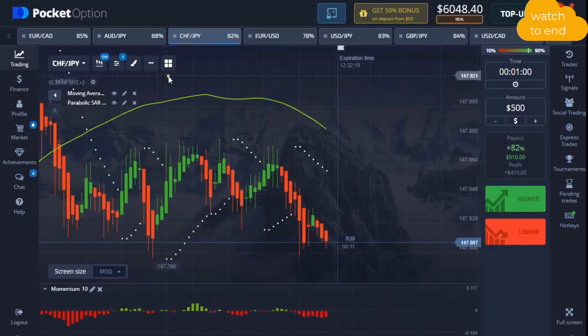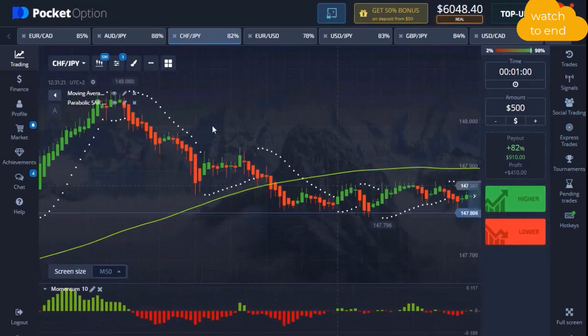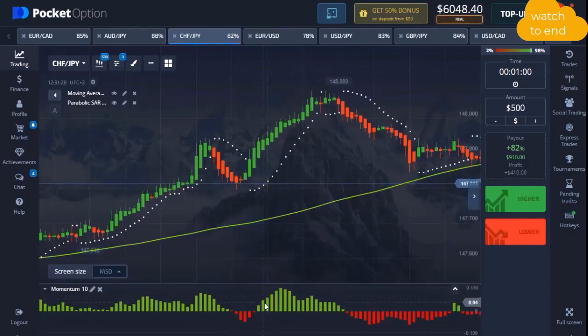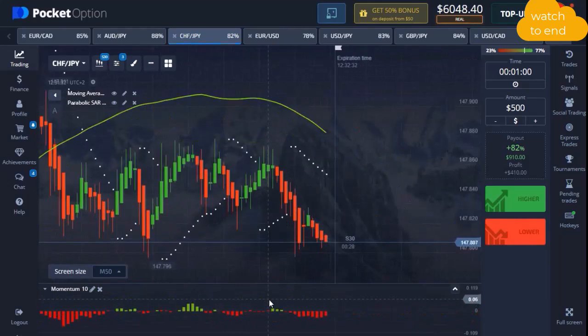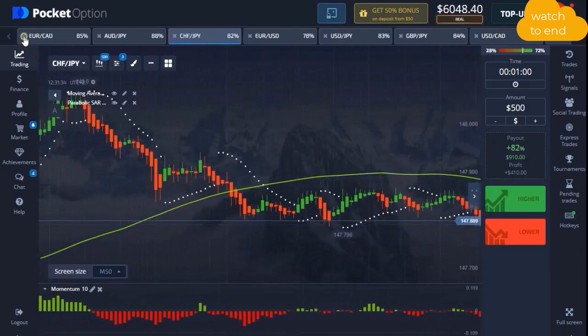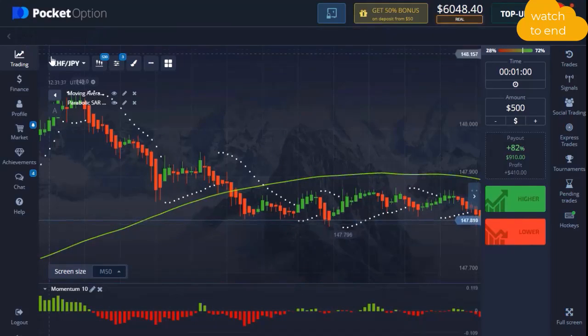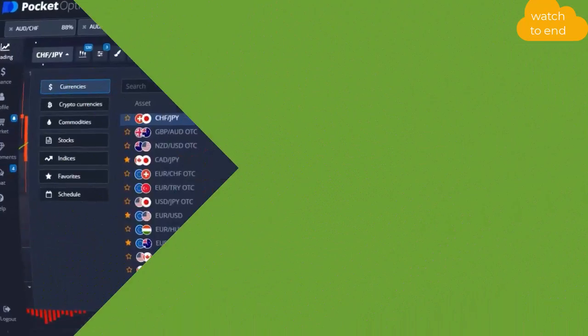There is something that must happen before you go for an uptrend. The candle must be above the moving average, then the momentum must be on uptrend, and the parabolic points must be showing up as well. All right, so let's change our currency pair real quick and let's move.